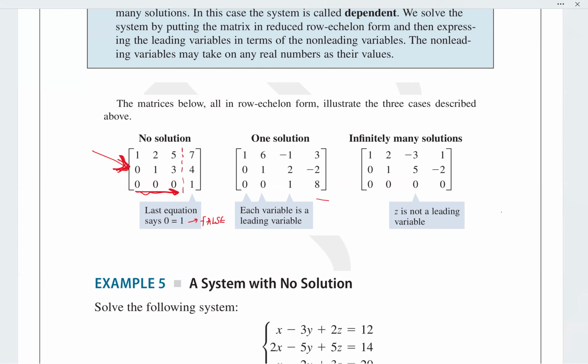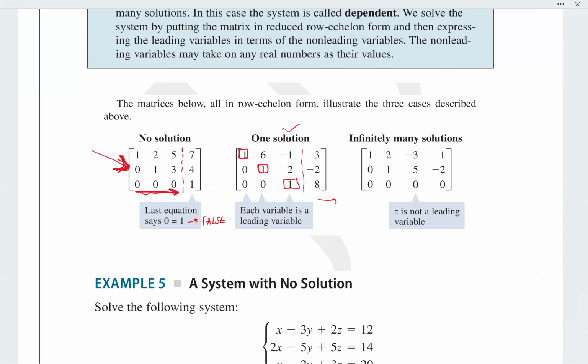But if you are in a situation like this, which looks nice, where are the leading entries? You see, these are the leading entries: 1, 1, 1, 1. So each variable is a leading variable. From here, you can take Z to be 8, and you can do your back substitution to get Y from here, and you can get X from here. So this shows that there is one solution.